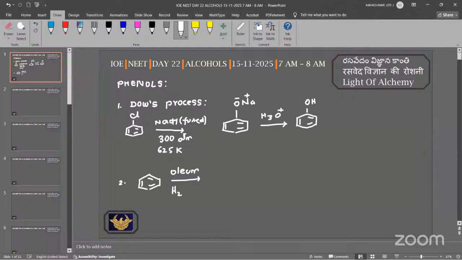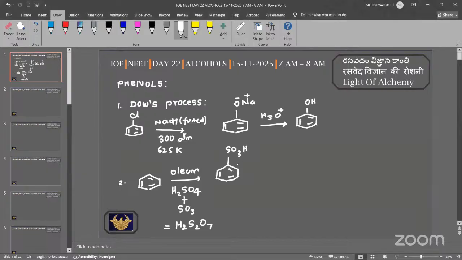Oleum is a mixture of sulfuric acid and sulfur trioxide. So a mixture of sulfuric acid and sulfur trioxide is oleum, H2S2O7. Benzene undergoes electrophilic aromatic substitution with oleum to form benzene sulfonic acid.